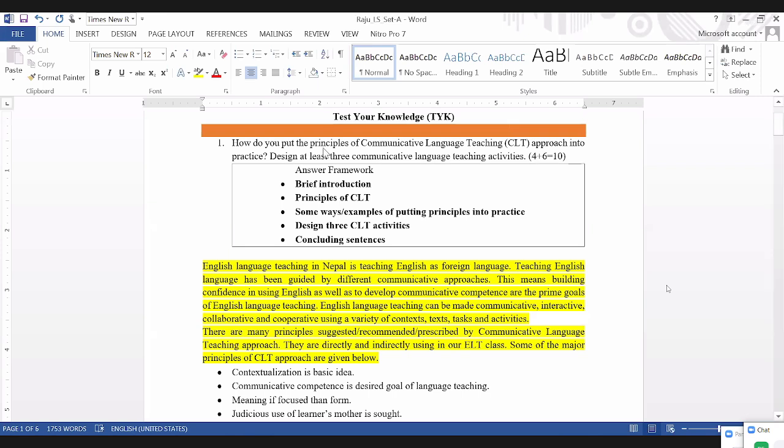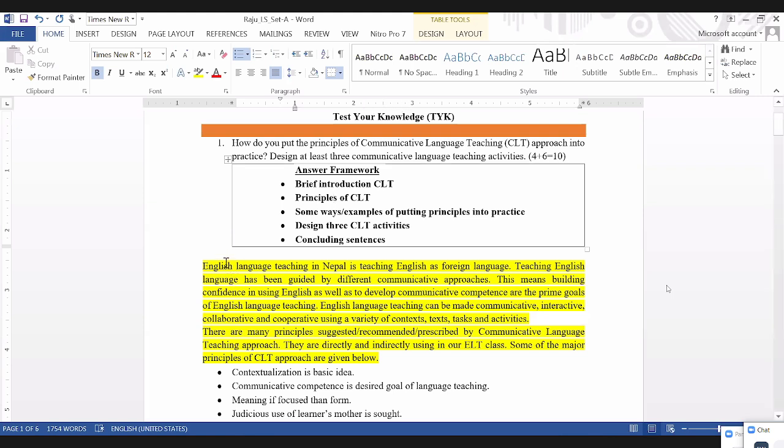This is the question: How do you put the principles of communicative language teaching approach into practice? Design at least three communicative language teaching activities. For this question, this is the answer frame. First, we briefly talk about CLT. Then we write about principles of CLT. Then some ways of putting principles into practice, design three CLT activities, and a concluding sentence, if possible.